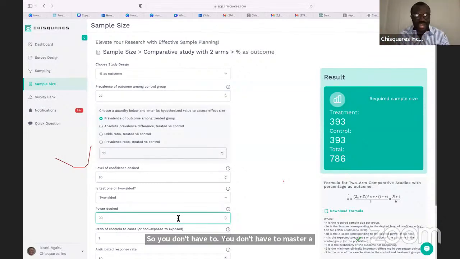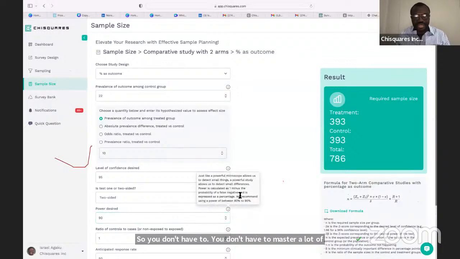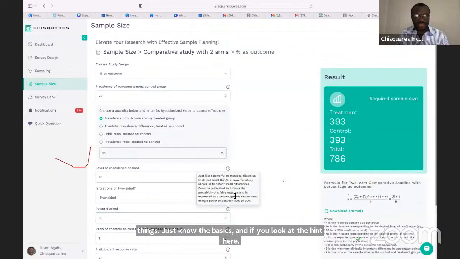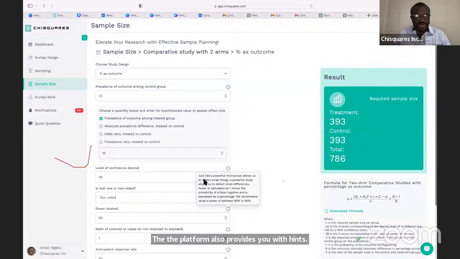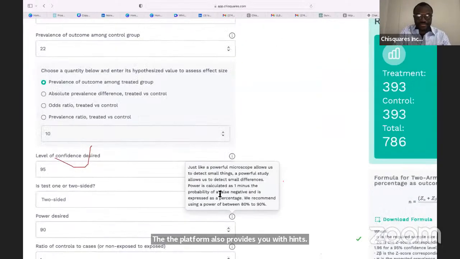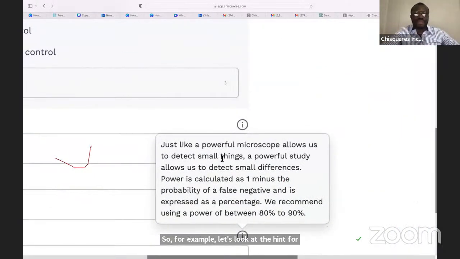Just know the basics. And if you look at the hints here, the platform also provides you with hints. So for example, let's look at the hint for power. It says that just like a powerful microscope allows us to detect small things, a powerful study allows us to detect small differences. Power is calculated as 1 minus the probability of a false negative and is expressed as a percentage. We recommend using a power of between 80% to 90%.